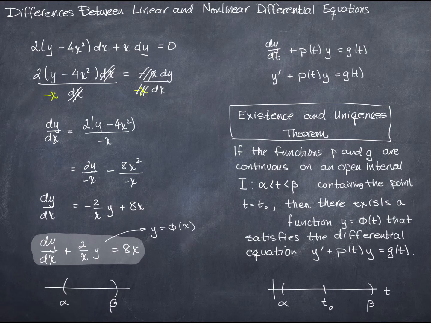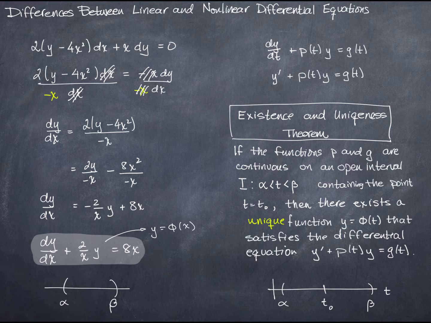Now there's another word we can stick in here. I've left space for it. Not only does a solution exist, but that solution is unique. There exists a unique function phi of t. So once I find the solution to this thing, phi of x in this case, once I find what y is, then I know I found the only solution. That's what this theorem is saying.